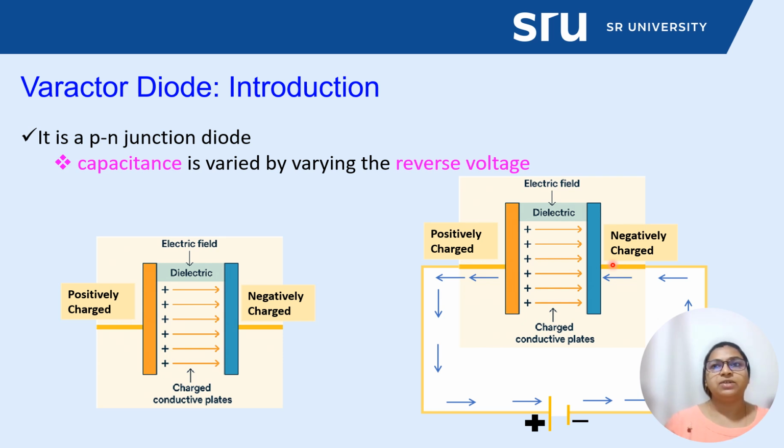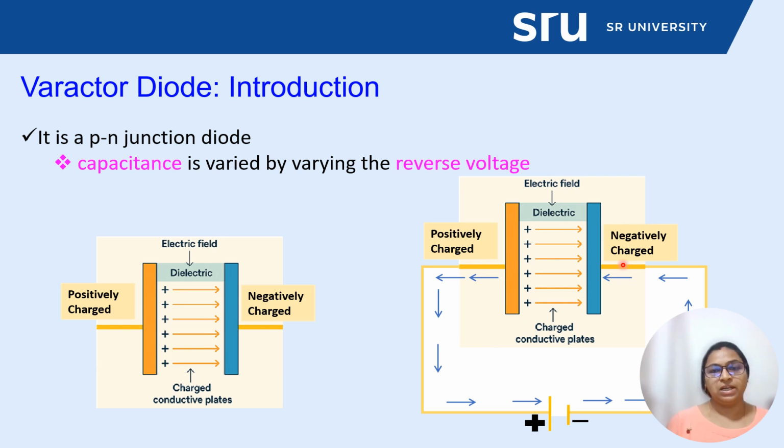So we know that any object that has a large number of electrons, the negatively charged carriers, than protons, the positively charged carriers, is said to be negatively charged. The right side of the plate has a large number of electrons than protons. So the right side plate becomes negatively charged because of gaining extra electrons.